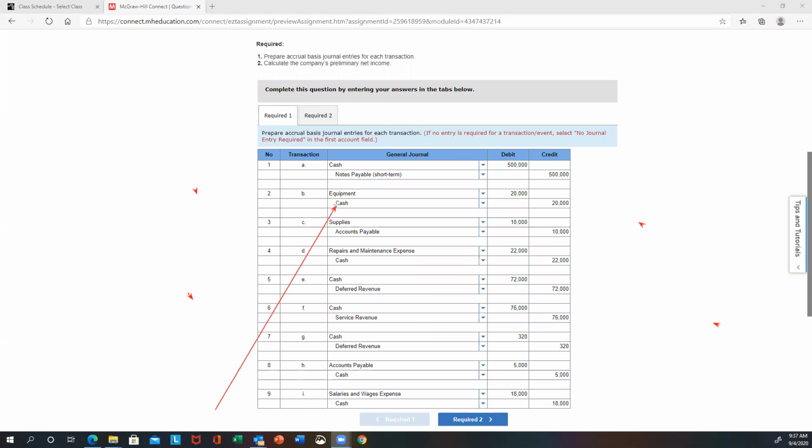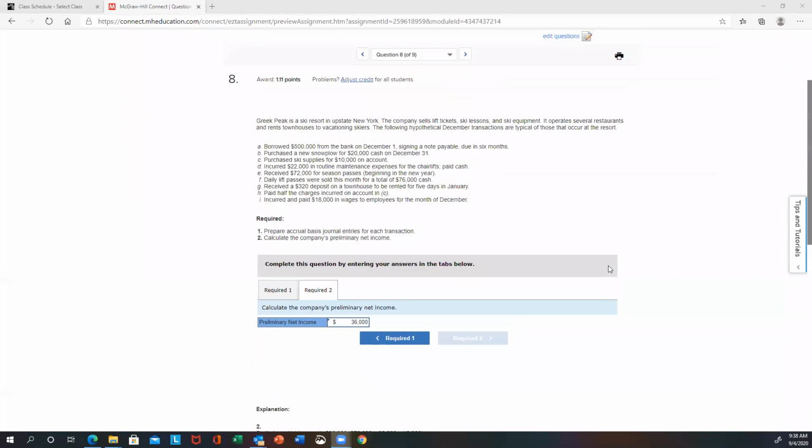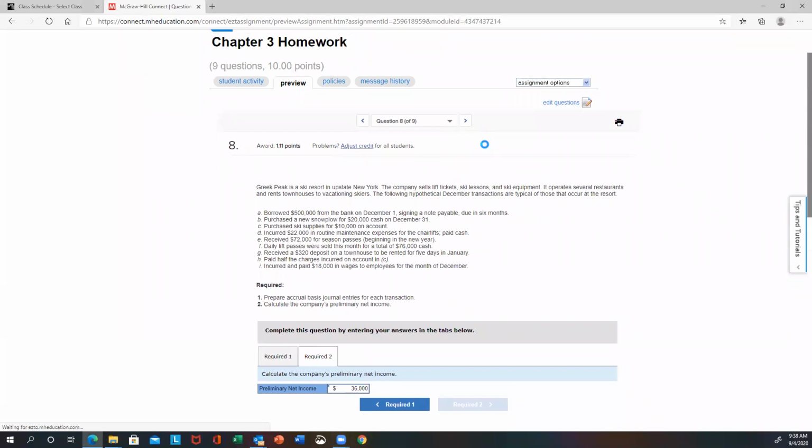So at that point, look for all your revenue accounts. Looks like we've got one revenue account, which is 76,000. And then you've got expenses of 22 and 18. And if you net those, that's how they're going to get problem number 2. And this is how they're coming up with their preliminary net income by taking that revenue and then subtracting out those 2 expenses to get the 36,000. All right. That would take care of 8, and then I believe this is the last one.